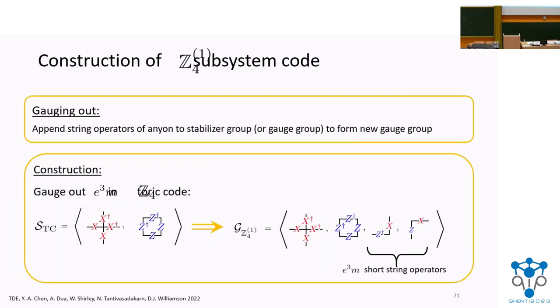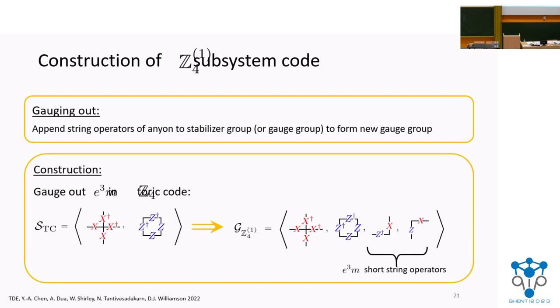Well, here we use the notion of gauging out. It's analogous to condensation for stabilizer codes, but here we add string operators for the anyon that's going to be gauged out to the gauge group. Now, the gauge group can be non-abelian, so these string operators can fail to commute with one another. So we can gauge out anyons that aren't bosons.